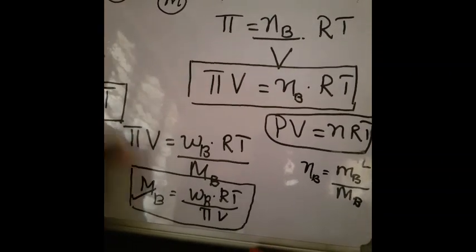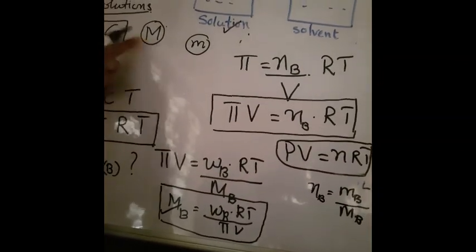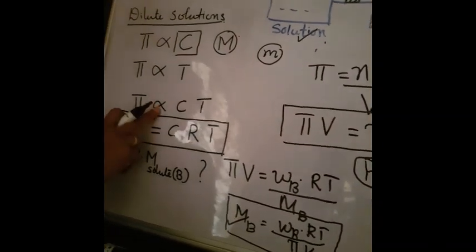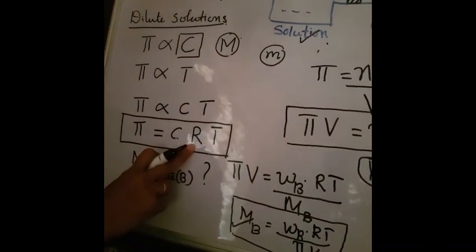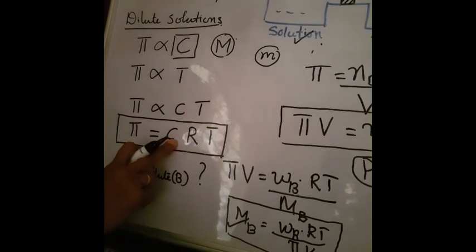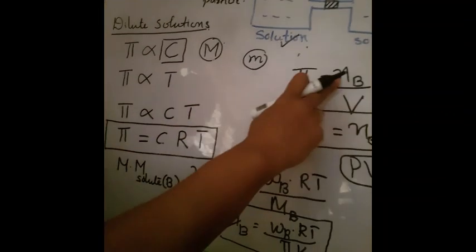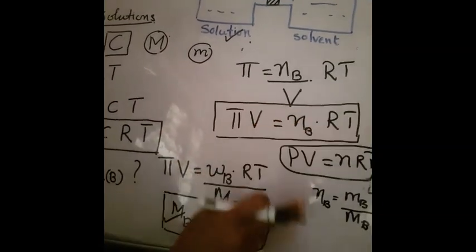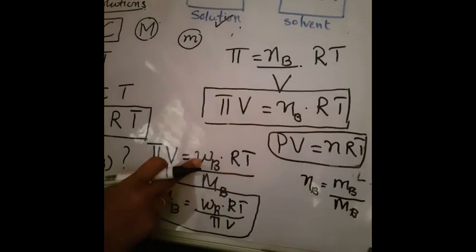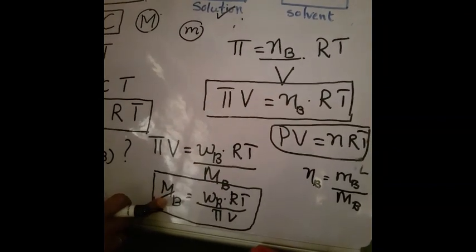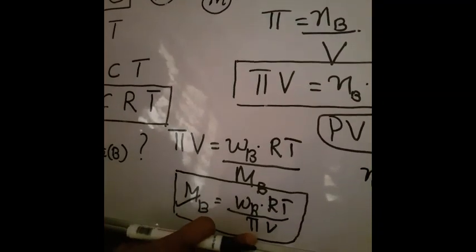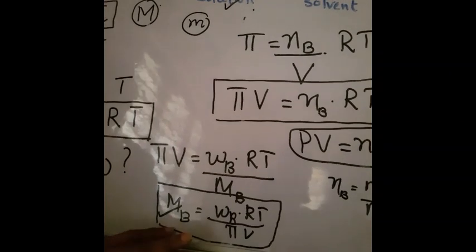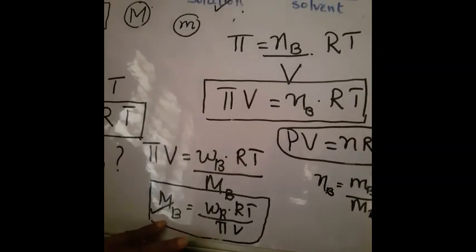So, you understood? First the equation with pi proportional to molarity, then temperature, then both, then the proportionality sign replaced with R, then change the concentration into molarity, that is nB by V. So, putting that, you will get pi V is equal to nB RT. Now, putting the value of nB as WB by MB, you will get MB is equal to WB RT by pi V. So, this is the derivation for finding the molar mass of the solute. Understood? Okay.